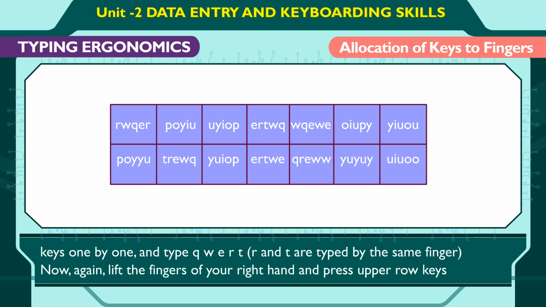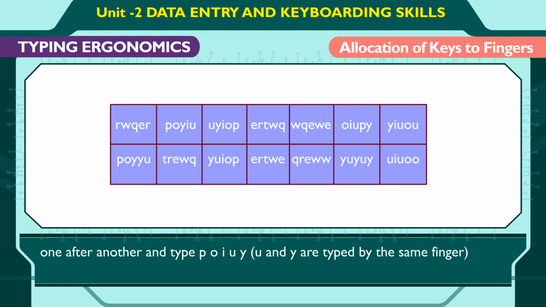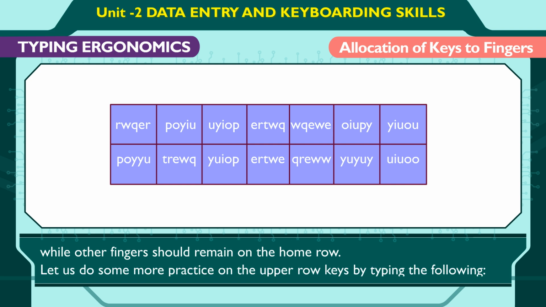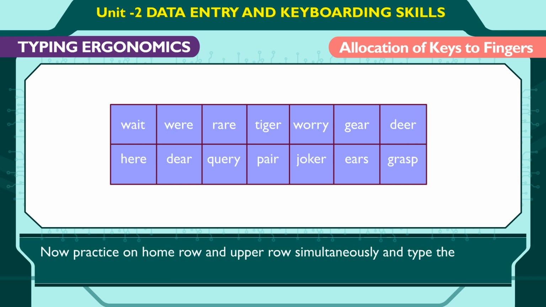Now again, lift the fingers of your right hand and press upper row keys one after another and type P, O, I, U, Y. U and Y are typed by the same finger. You should ensure that one finger should move at a time while other fingers should remain on the home row. Let us do some more practice on the upper row keys by typing the following. Now practice on home row and upper row simultaneously and type the following.